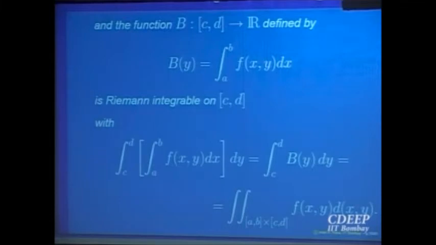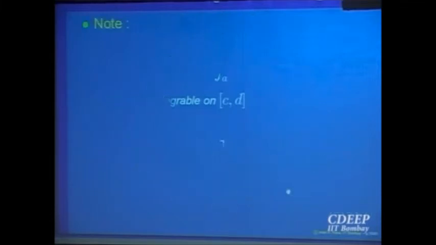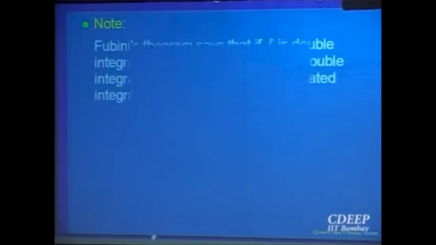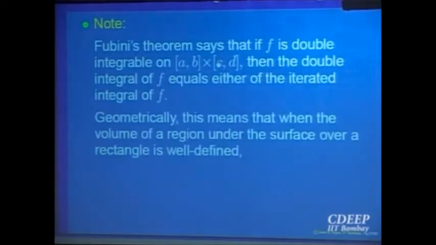So this is what is called Fubini's theorem, that you can integrate the double integral with one variable at a time. So let me just write. When you are integrating one variable at a time, these two integrals are called iterated integrals of the function f. You are doing it one variable at a time, so you are iterating the integral. So these two integrals are called iterated integrals of the function f over the rectangle [a,b] cross [c,d].